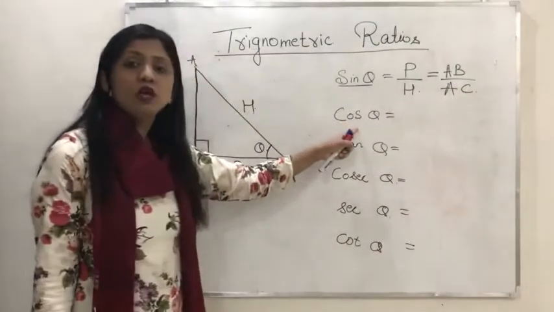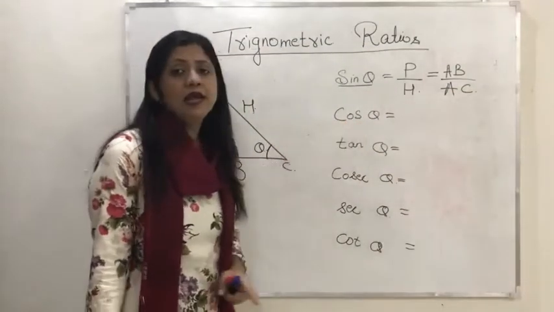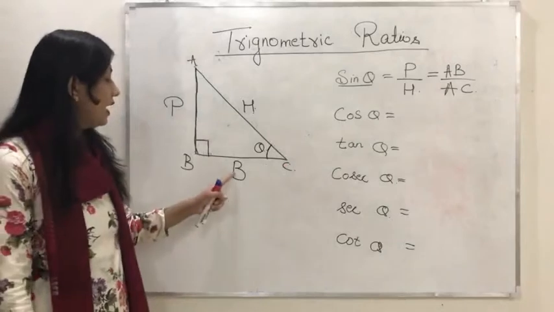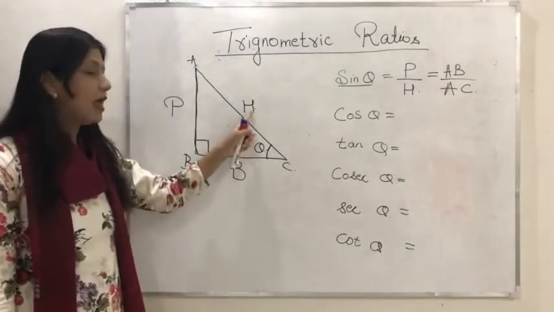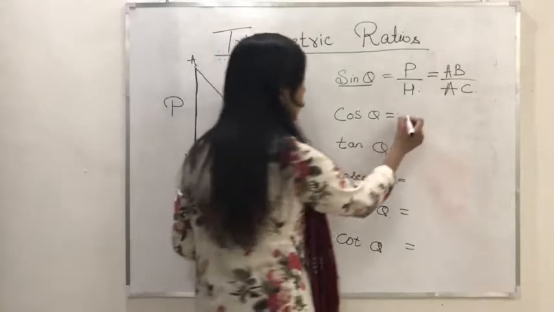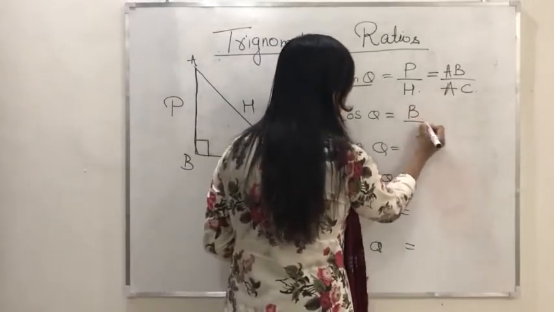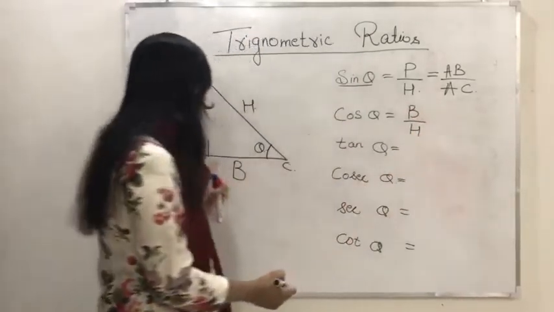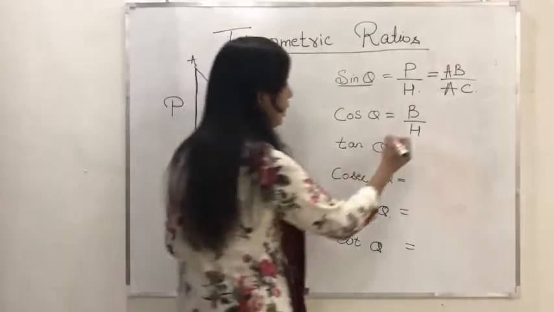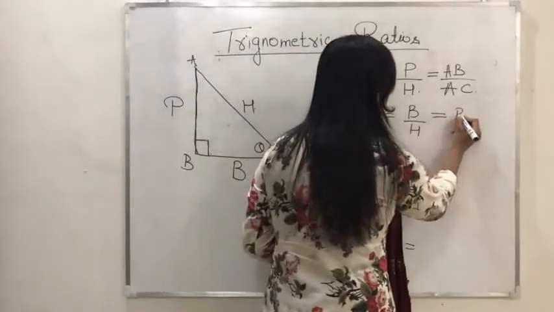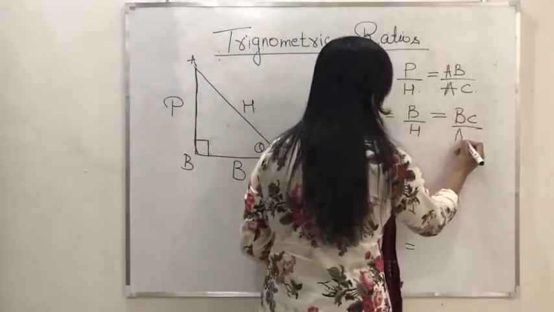The next one is cos theta. The cos theta is the ratio of the base and hypotenuse. So cos theta is base upon hypotenuse. Your base is BC and hypotenuse is AC. So here you will write BC upon AC.